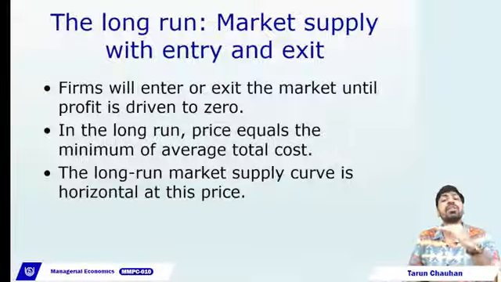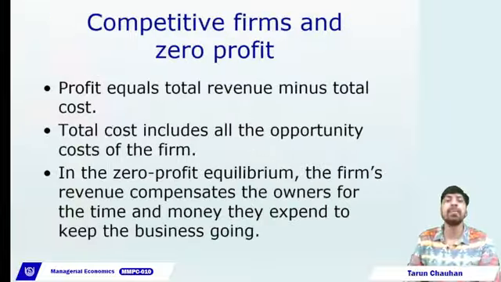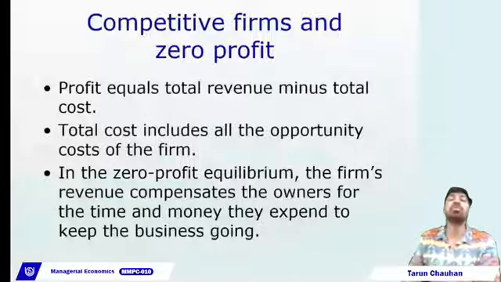Here the second condition is price is equal to the average total cost at the minimum. The shape of the market supply curve in the long run is horizontal at the particular price. Competitive firms and zero profits. These are the three main points which you can elaborate in detail, with the help of examples as well. The profit is equal to total revenue minus total cost.